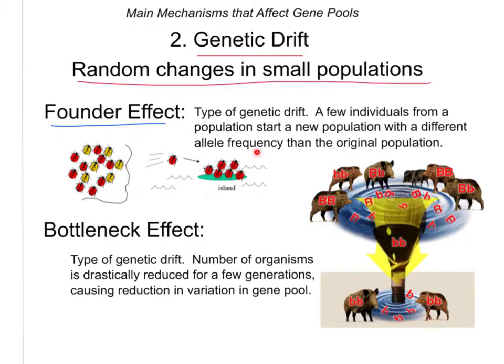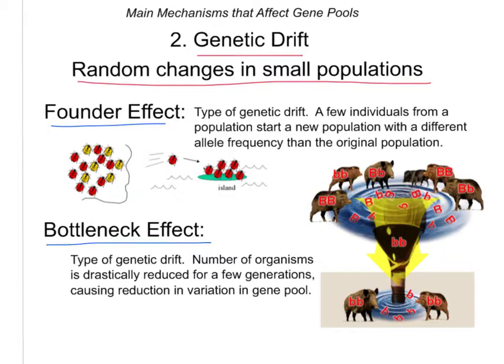And this new population has a completely different allele frequency than the original. That's called the founder effect, kind of like they're founding their own little island here, and they have a new allelic frequency than their original population does. There's something called the bottleneck effect.